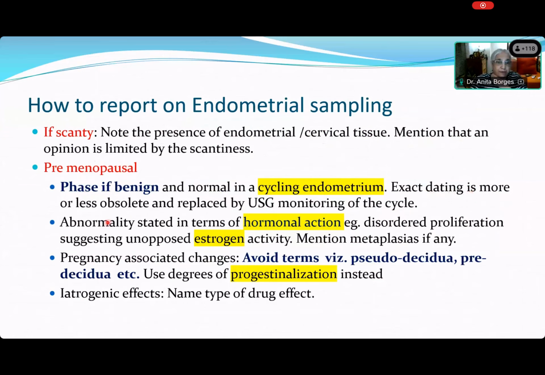Abnormality, whatever abnormality, I like to state in terms of the hormonal action. If you look at the endometrium and think what has acted on this endometrium, you have very, very little chance to go wrong. Instead of learning there should be gland in gland, there should be secretions, or this or that. Is there proliferation or not? And if there is no proliferation, has progesterone acted on this endometrium? Okay, so hormonal action, that is disordered proliferation suggesting unopposed estrogen activity, and you mention any metaplasias if there are. Pregnancy associated changes, I could avoid terms like pseudodecidua and pre-decidua, etc., and use terms degrees of progestationalization instead. And if there are iatrogenic effects, try to name the type of drug effect that you see.